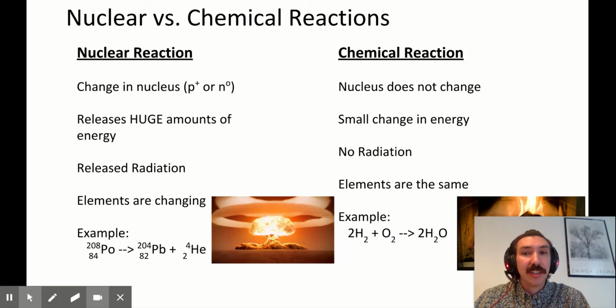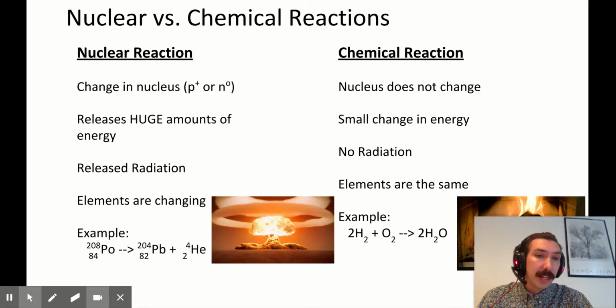Nuclear reactions are changes in the nucleus. So whenever I talk about fission, whenever I talk about fusion, whenever we talk about radioactive decay, so everything we've gone over the last couple weeks, these are nuclear reactions because we're changing the nucleus. Nuclear reactions release a huge amount of energy. So think of something like the atomic bomb. That is a nuclear reaction.